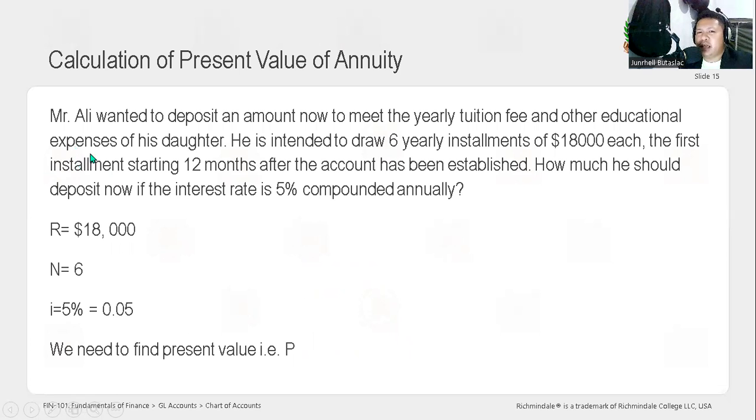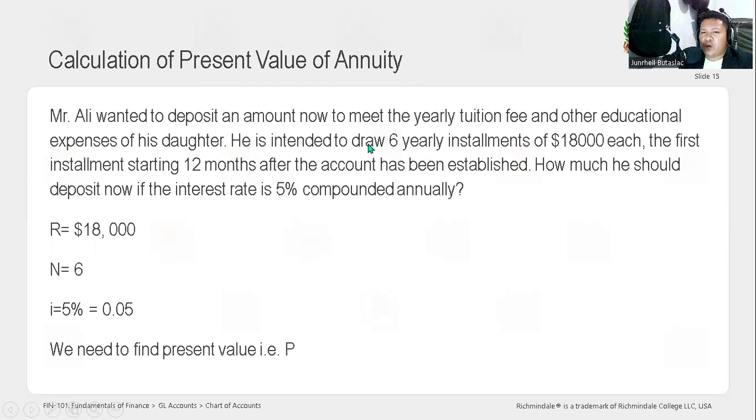An example here: Mr. Ali wanted to deposit an amount now to meet the yearly tuition fee and other educational expenses of his daughter. He intended to draw 6 yearly installments of $18,000 each. This is a big amount. The first installment starts 12 months after the account has been established. How much should he deposit now if the interest rate is 5% compounded annually? So this is the problem, guys.